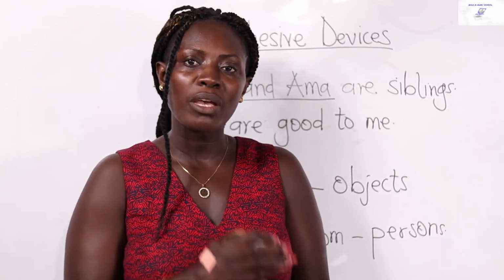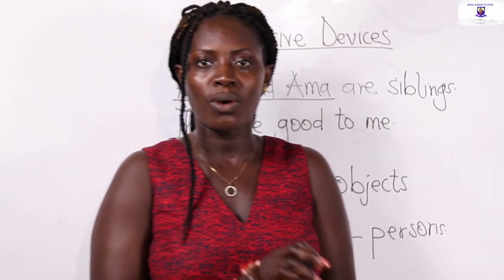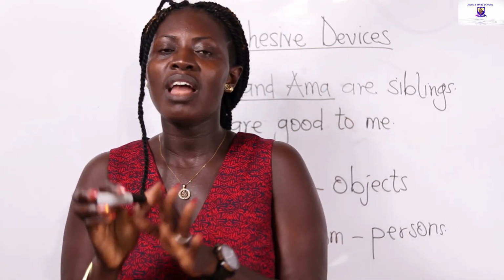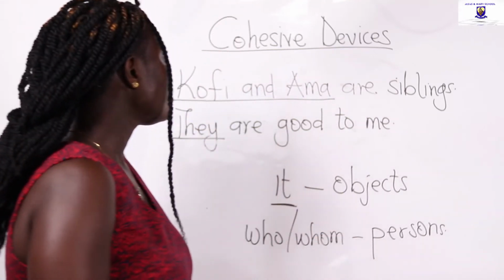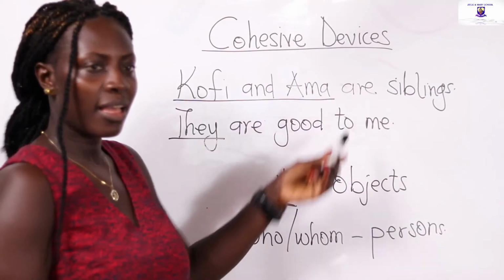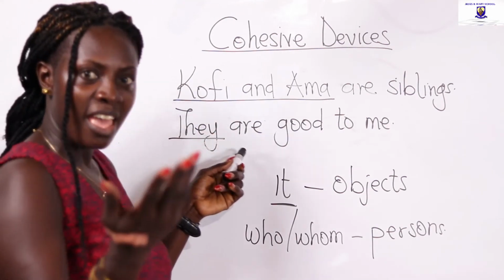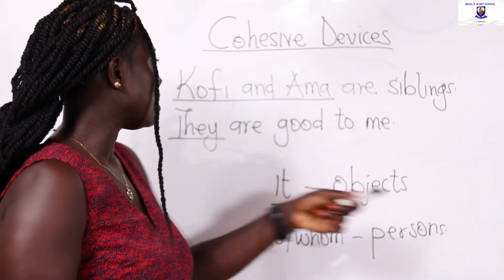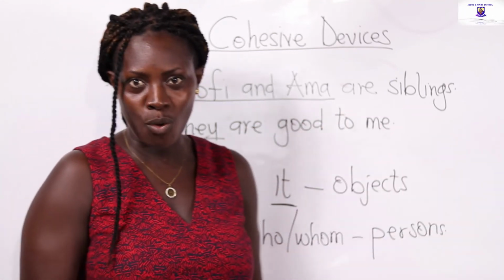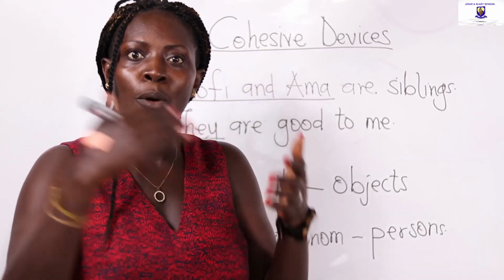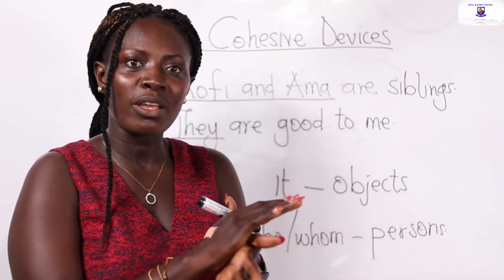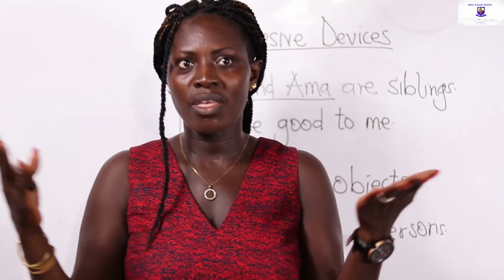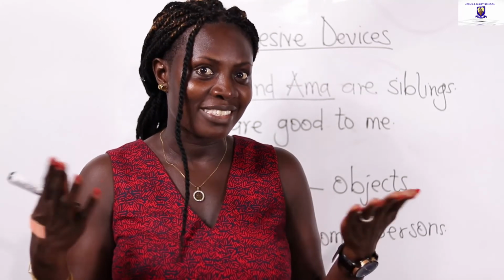You should also make sure that in using pronouns as cohesive devices, the pronoun matches the number of the nouns you are replacing. For instance, Kofi and Amma, the number is what? They. So it should match. You can't say Kofi and Amma are siblings. He is good to me. No. You are talking about two or more people. So whatever you are talking about should match the number of the pronouns you are replacing them with. I hope I am making sense here.